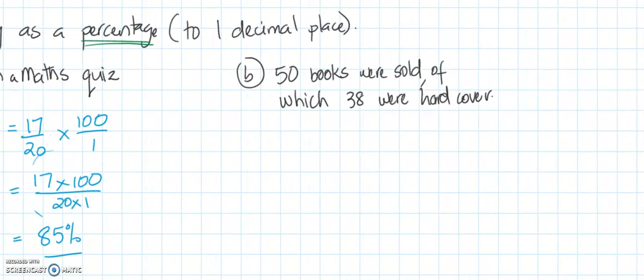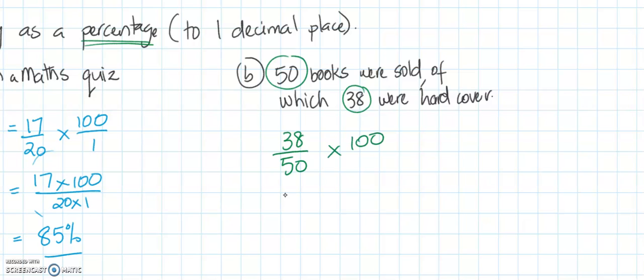In this example, we have 50 books that were sold. Out of those 50, 38 were hardcover. So what percentage is hardcover? Again, 38 out of 50 were hardcover. What percentage is that? You need to multiply that by 100 over 1.